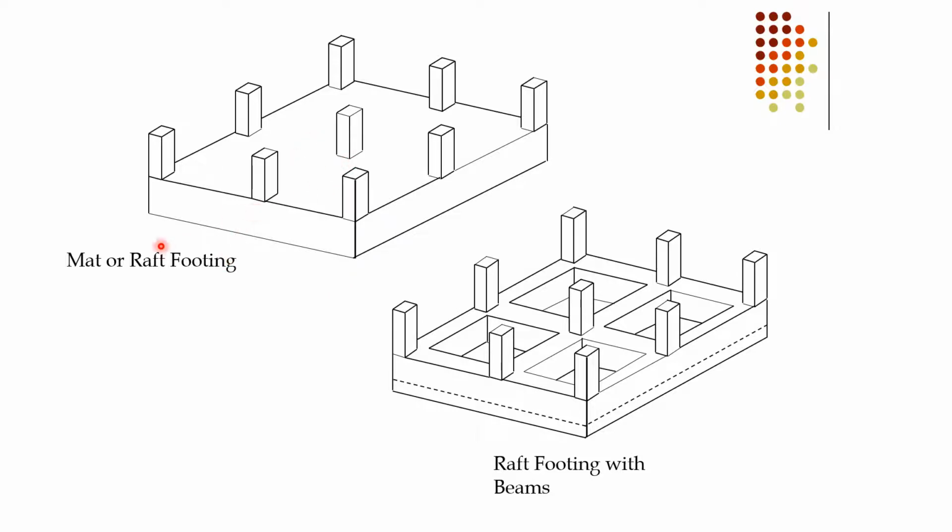So the second condition for providing the raft or mat is if the soil conditions under one column are weak. Now this slab acts as one unit. If under one column the soil conditions are weak, then the rest of the slab will try to bring it back to its original position and will not allow it to settle on that weak condition. So that is also one purpose of providing the mat or raft foundation, to avoid differential settlement.